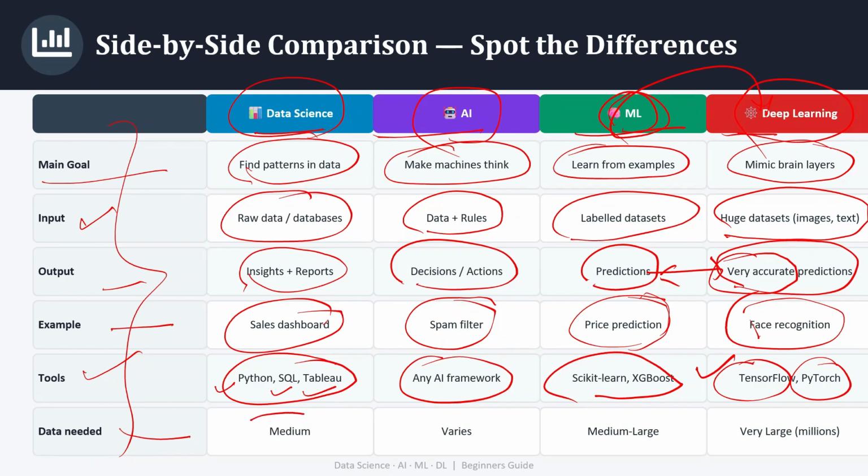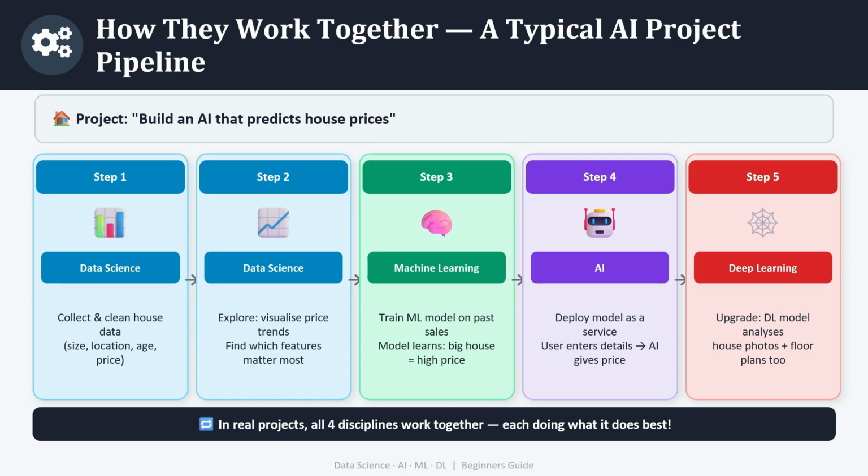Okay, so what is the need for data? When it is data science, the need is medium. For AI, it varies. For ML, medium to large. But when we talk about deep learning, we have huge, very large data. As you know, LLMs like ChatGPT, Claude, and Gemini work on humongous data, right? So that means your AI agent is definitely part of deep learning. It uses deep learning. All your AI agents use deep learning.